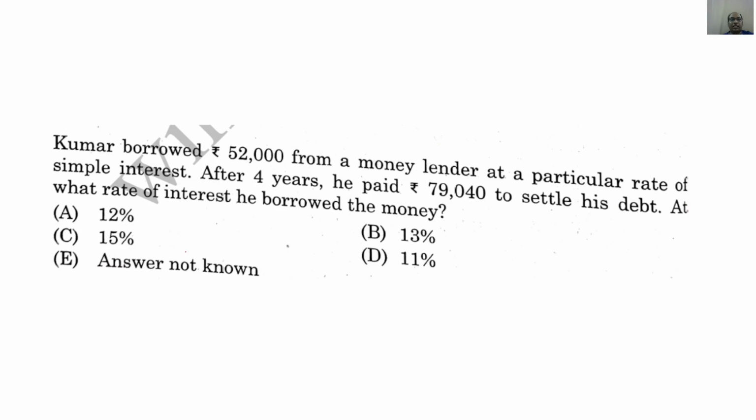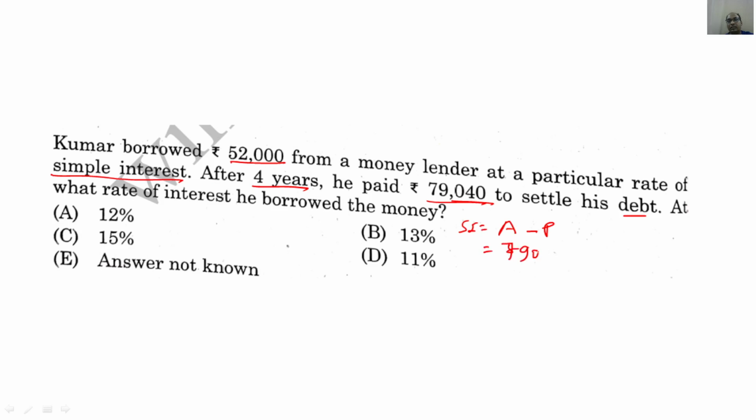Now Kumar borrowed 52,000 from a money lender at a particular rate of simple interest. Okay. After 4 years, he paid 79,040 to settle his debt. Means 4 years. First of all, simple interest, principal amount, time 4 years, paid this much. So this is the amount to settle his debt. It means interest is what? Amount minus principal is the simple interest. And amount is what?